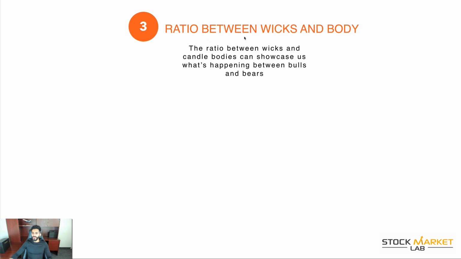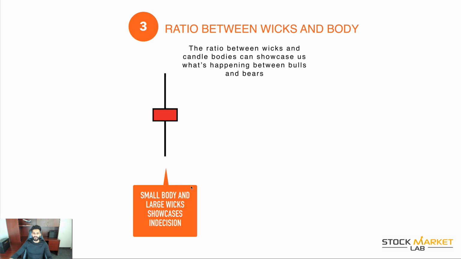Now, next, ratio between wicks and body. The ratio between the wicks and the candle bodies can showcase us what's happening between bulls and bears. So for example, in here, the ratio between the bodies, you can see small body, huge wicks. Small body and large wicks showcases indecision, showcases bulls and bears are not in control. No one is in control, right? So the ratio between the wicks and bodies is very important to understand.